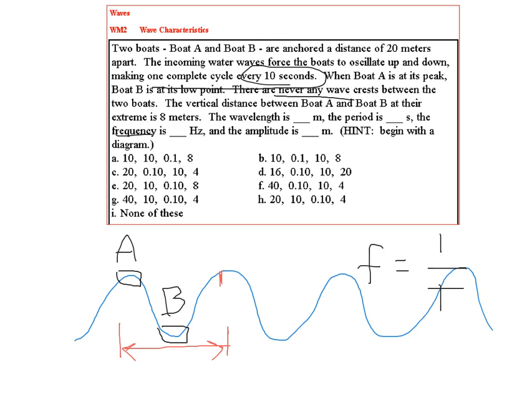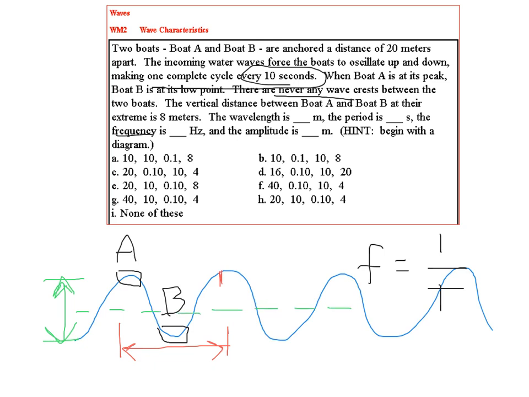And then the last thing they ask for is the amplitude. Notice that it says the vertical distance between boat A and boat B at their extreme is 8 meters. So I'm going to draw this in a different color. Let's try green. That way we can distinguish from the vertical and horizontal. So this distance here is described as 8 meters. But that is not an amplitude, although it's related to an amplitude. The amplitude is described as the height of a crest above what we usually call the equilibrium position, or where the water would be if there were no wave passing through.